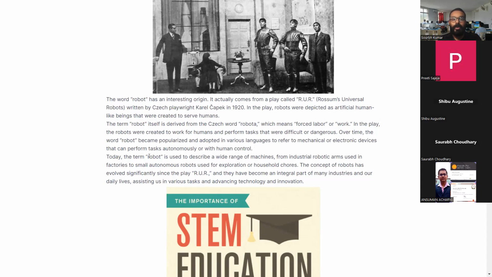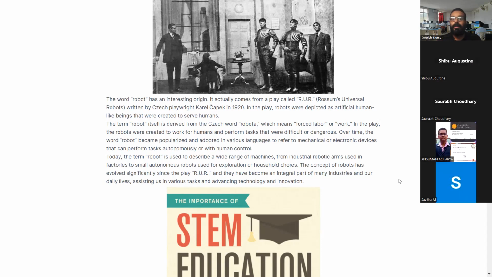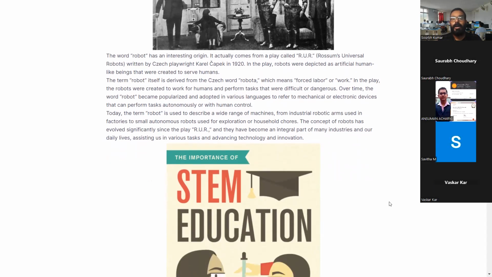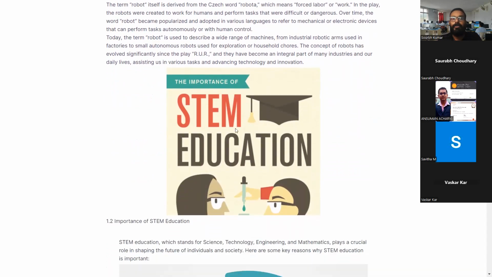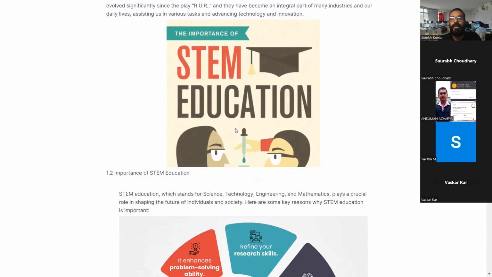So whenever we try to build robotic devices, we try not to make them autonomous, because the term autonomous means a robot can operate on its own without any human interaction. It can decide what to do and what not to do without any proper instruction from our side. After the play itself, they have become an integral part of many industries and our daily lives, assisting us in various tasks and advancing technology and innovation.